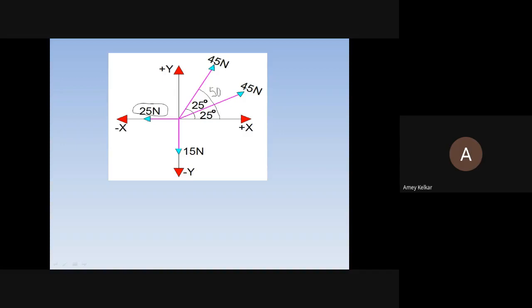Then what will you take in the Fx equation for this 15? Anyone? Nothing. Fx equation nothing, Fy equation minus 15. Okay, all of you got the point. As it is acting along which axis? Y-axis, going downwards. Directly take minus 15 in the Fy equation and nothing in Fx, because it has no relation with Fx. It is moving vertically.